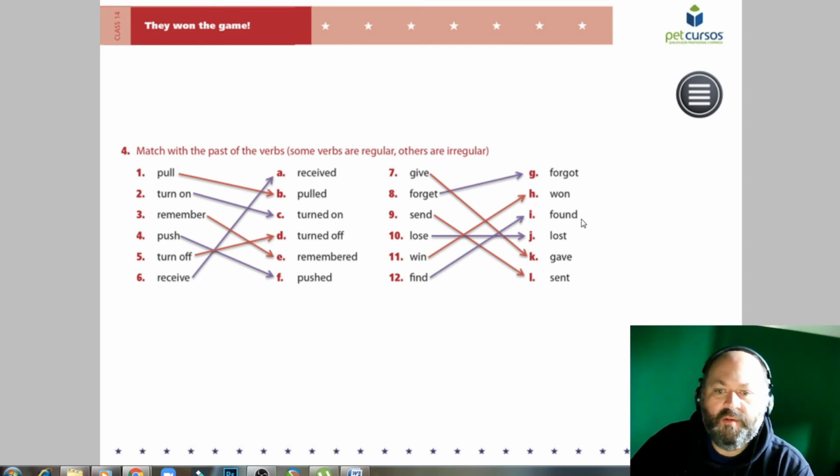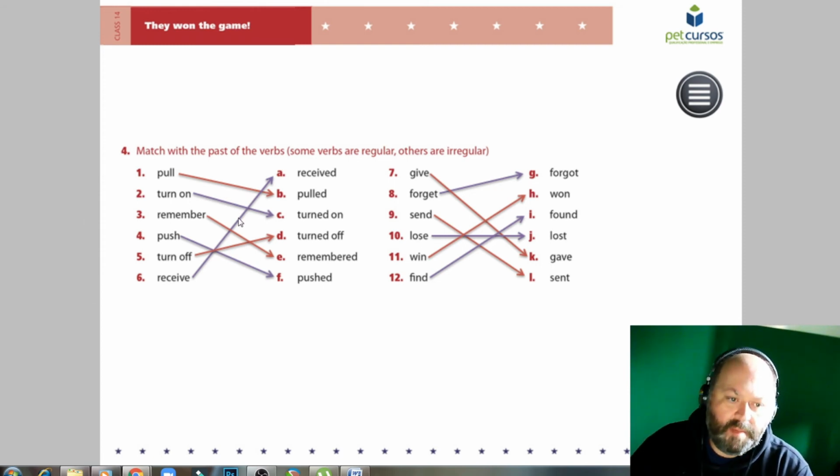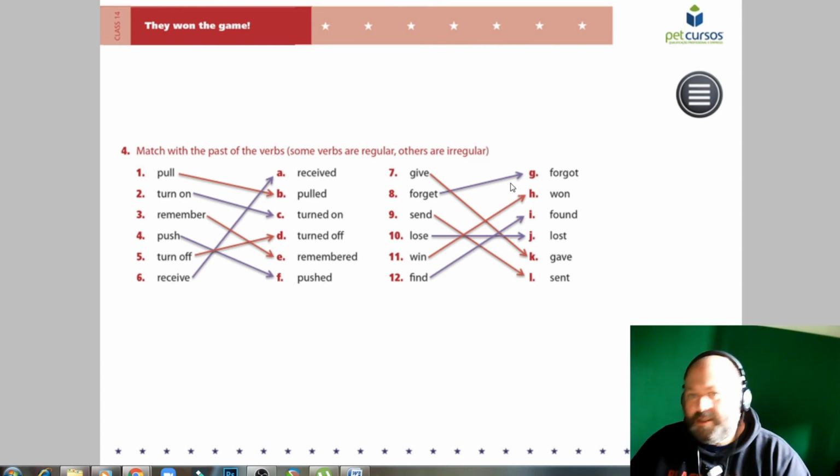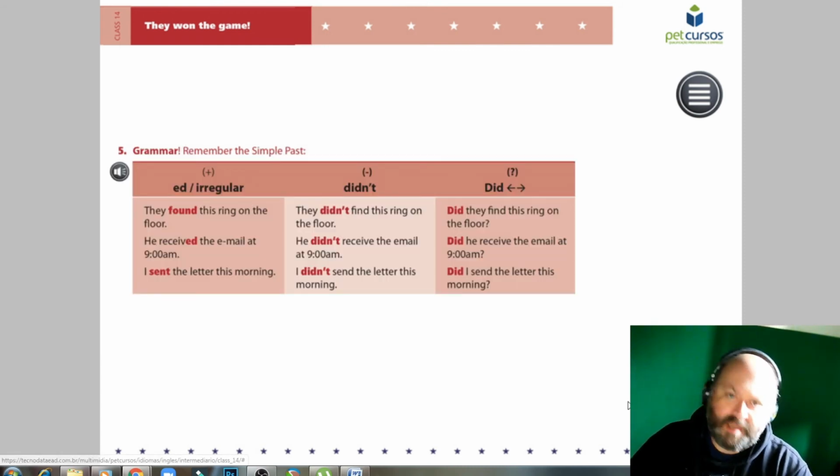Find, found. Ok? Então, por exemplo, forget, esquecer. Forgot, eu esqueci. I forgot, eu esqueci, né? Lose, perder. I lose, eu perco. I lost, eu perdi. Ok? Mesma coisa vai acontecer aqui. It's the simple past of the verbs. Very good. Não esqueça de repetir lá e praticar.